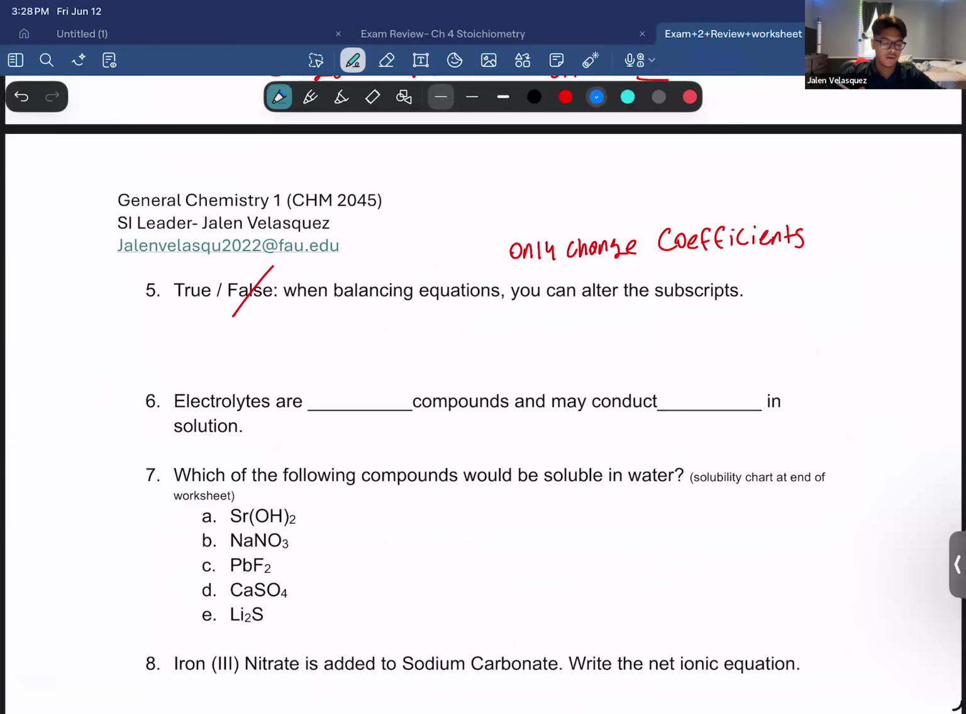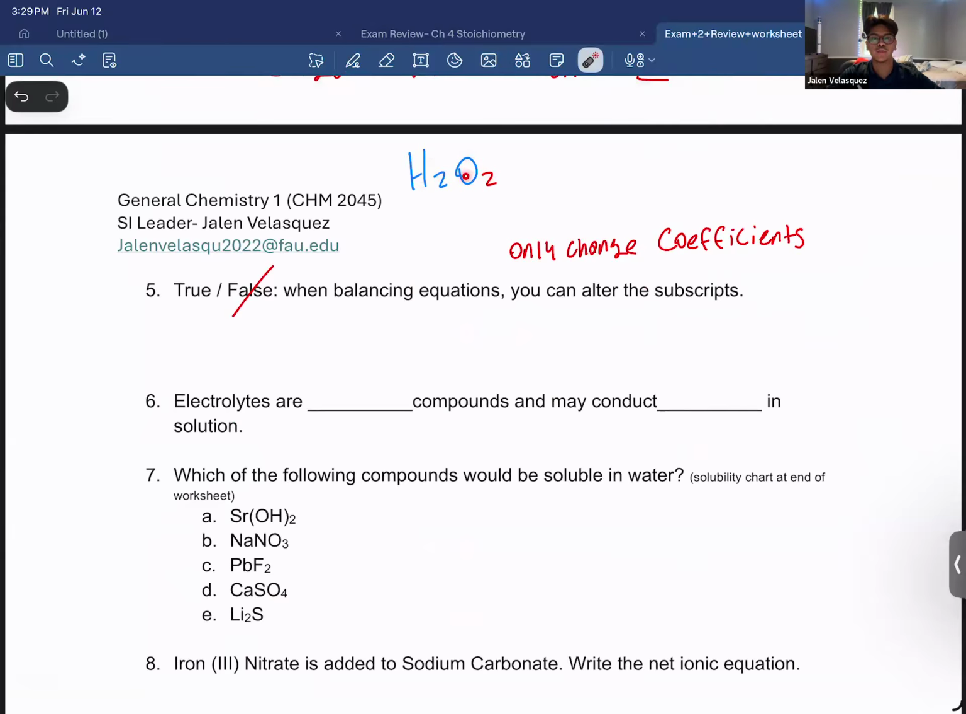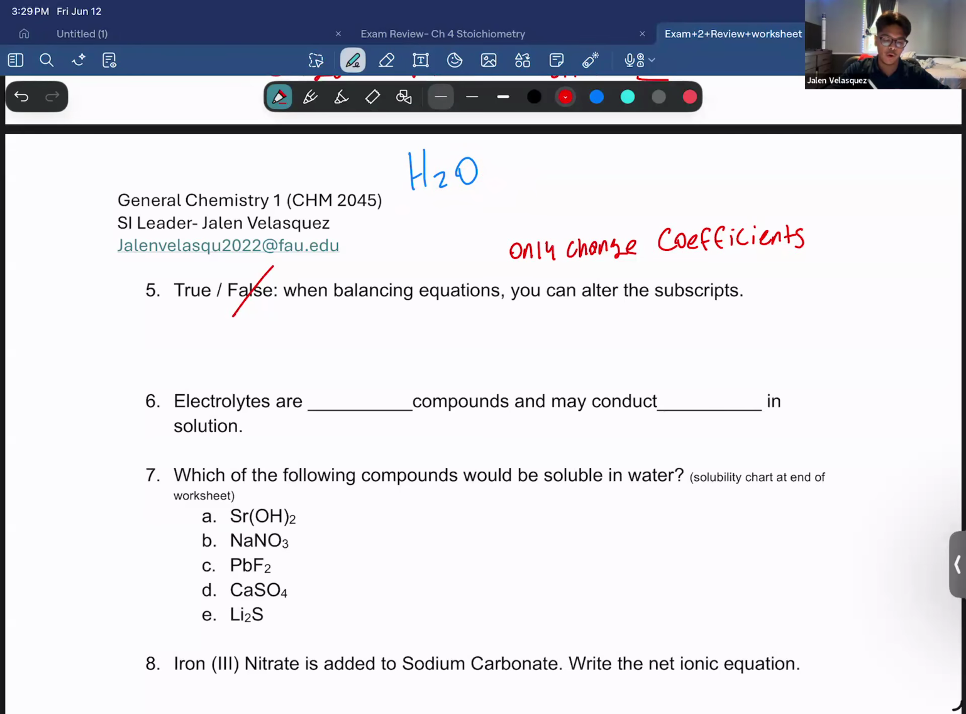So, for example, H2O is water, right? We all drink water every day. It's perfectly safe for us to consume, right? But imagine I give the O a subscript of 2, and I make it H2O2, right? This is no longer water, right? H2O2, this is hydrogen peroxide. So changing the subscript changes the entire chemical, which you can't do. So you're only able to change the coefficient that goes in front of the chemical species.